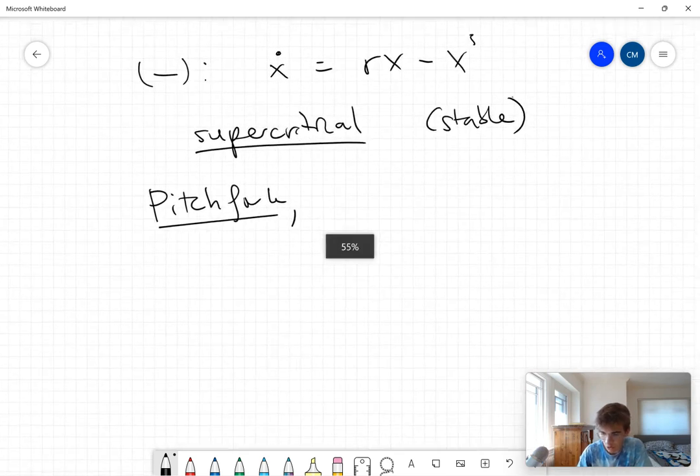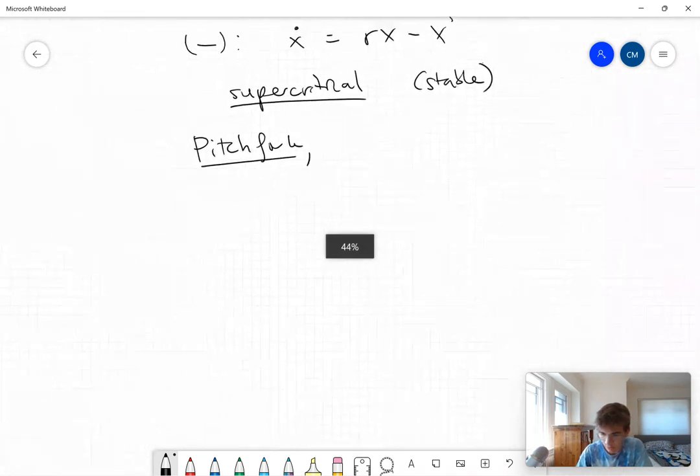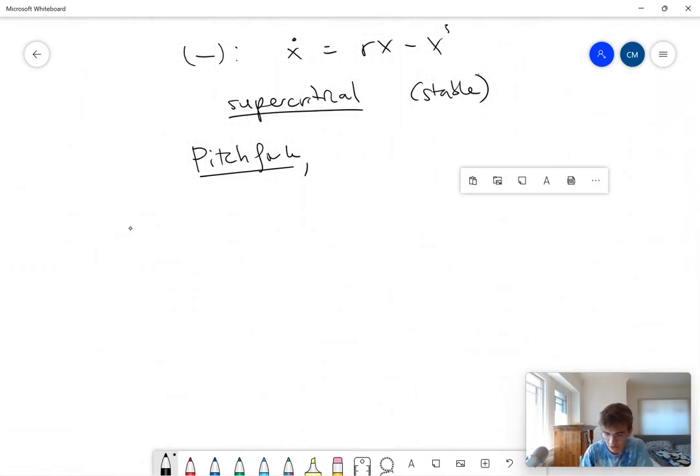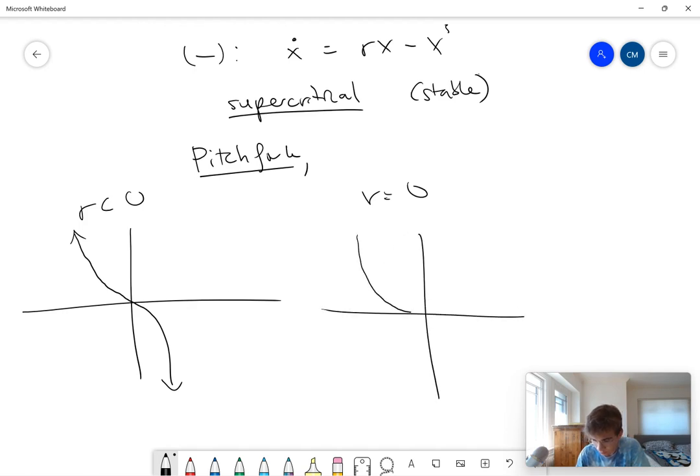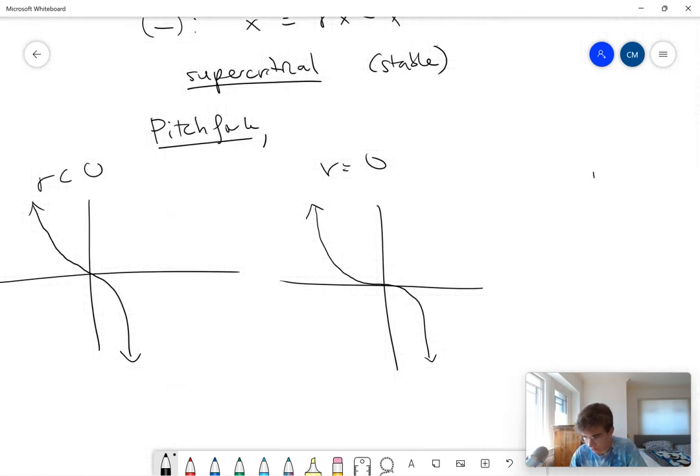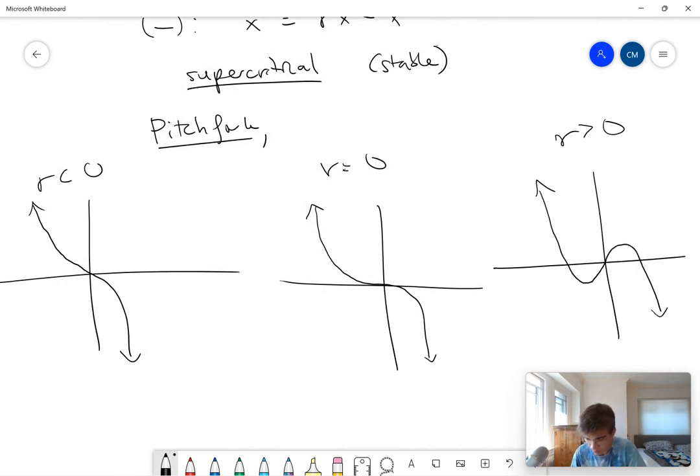And if I draw out what happens as I change r, essentially, I'm going to start with r negative, and it's going to look something like this, okay? And then when r hits 0, the slope of my origin is going to be 0. And then for r greater than 0, I'm going to have a positive slope at the origin, like so.